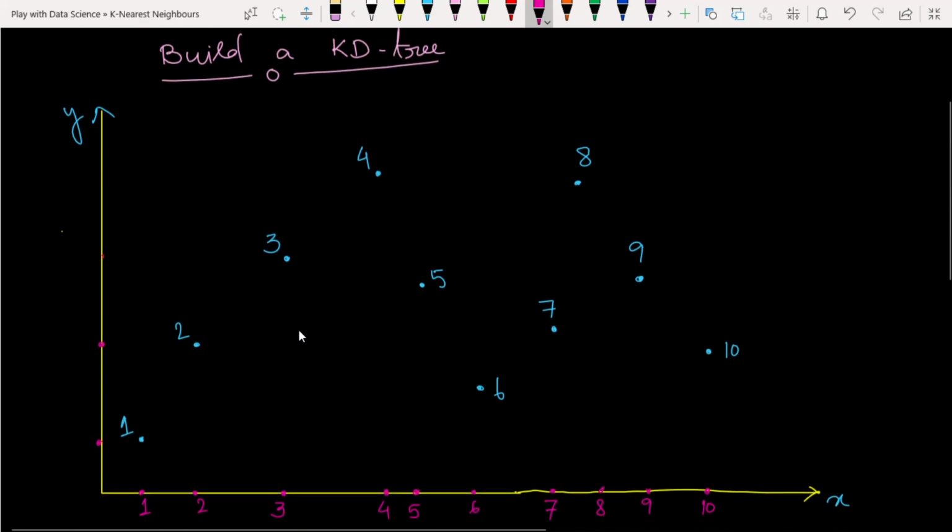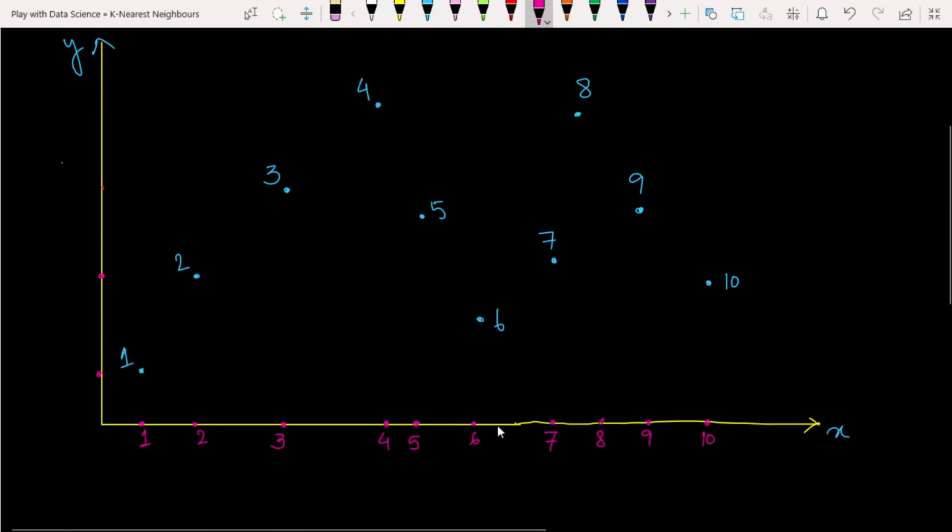So let's come to our data set. What will be the median of these points? I think the 5th point will be the median of this x-axis. Using another color, I mark this median. Now we split the points according to this median. If we draw a straight line through it, it looks like this. This is the first split.